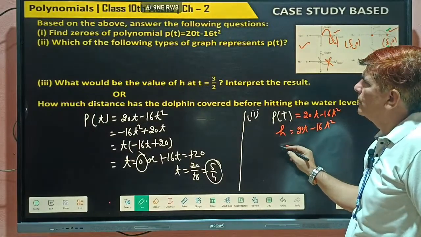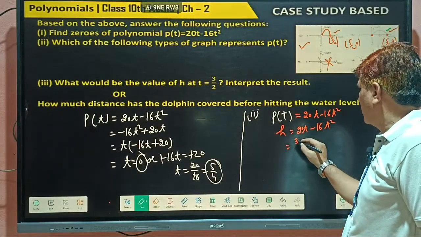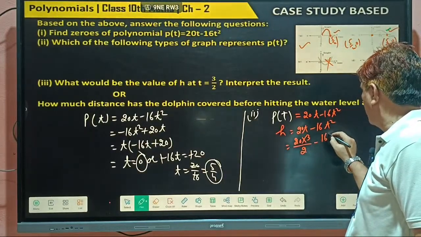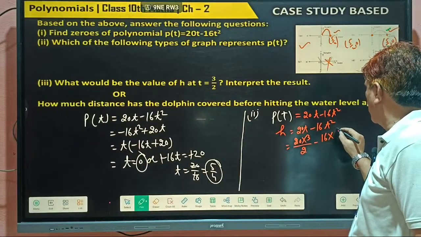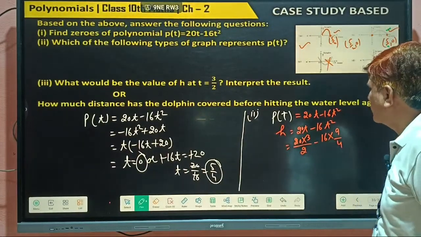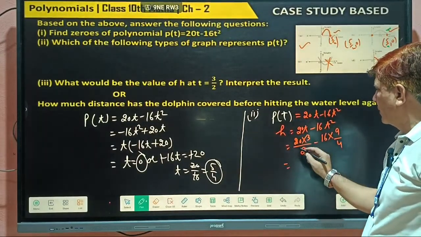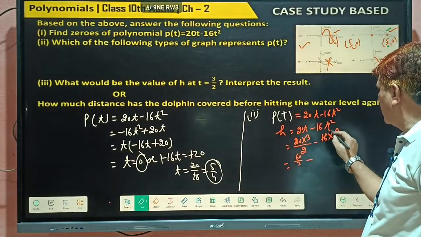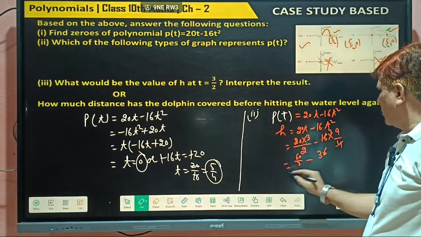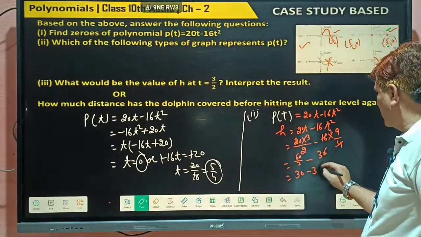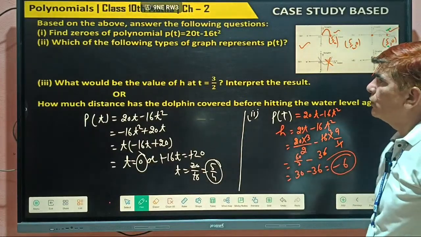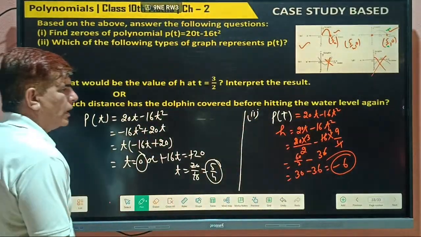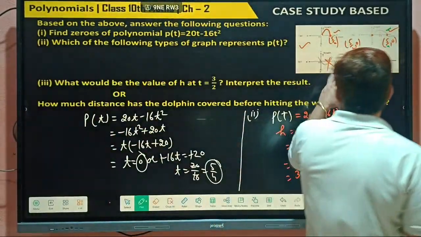So put the value t equal to 3 by 2: 20 into 3 by 2 minus 16 into 9 by 4. So how much is coming? 60 divided by 2 is 30, minus 4 times 9, which is 36. So 30 minus 36 is minus 6. Minus 6 is the height. Its meaning is that this graph is also possible.